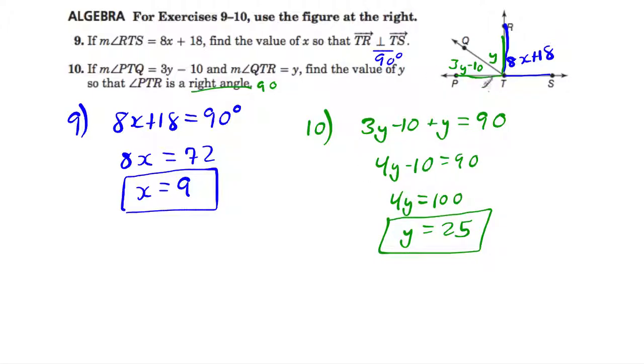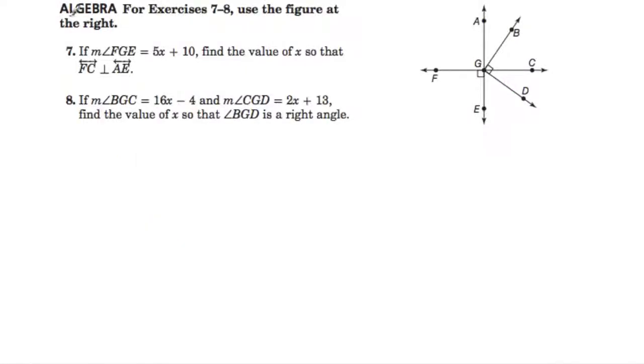So understanding how to set up the equation is important, and then it's just a matter of solving. We have some more problems here we can do, and here we see these squares, and again these squares mean right angles, 90 degrees.